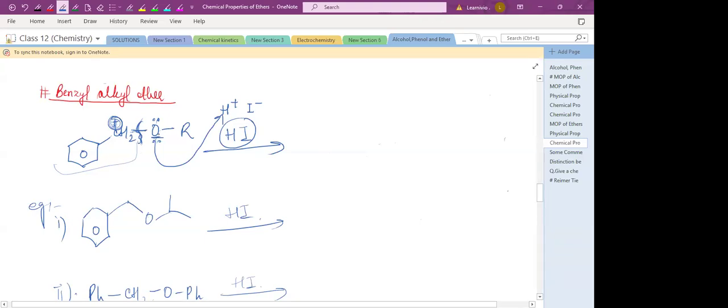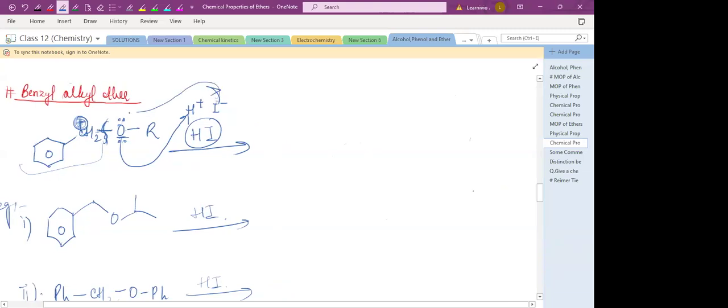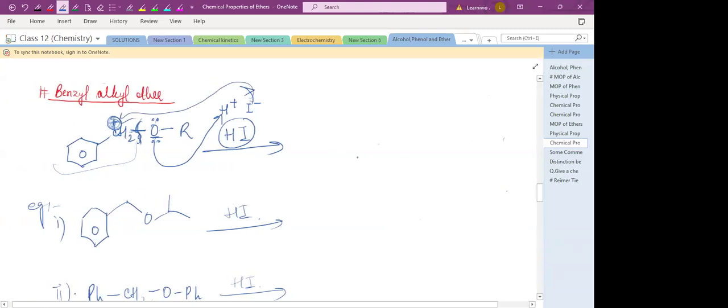Okay, so when this bond breaks, this oxygen will acquire a negative charge. This oxygen has a lone pair, and this will form a carbocation. यहाँ पे plus charge आ जाएगा. And when the carbocation is there, the benzylic carbocation is very reactive. So this I minus will come and attack this CH2 group, and it will form CH2I plus this ROH. RO के साथ क्या हो जाएगा? Hydrogen. So it will form the alcohol, and the remaining group will form this benzylic iodide. Now clear, Aisha? Yes, ma'am.